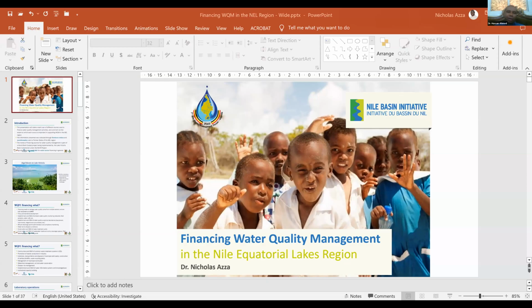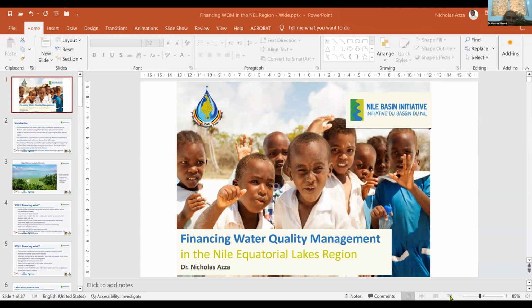Now we'll continue to the next presenter, and the next paper will be by Dr. Nicholas Azza about financing water quality management in the Nile region. Dr. Azza holds a postdoc diploma and a Master of Science degree in water quality management from IHE Delft, and a doctorate in freshwater ecology and limnology also from IHE Delft.